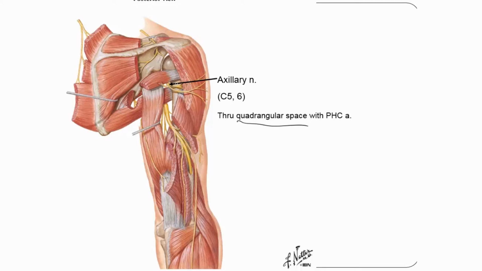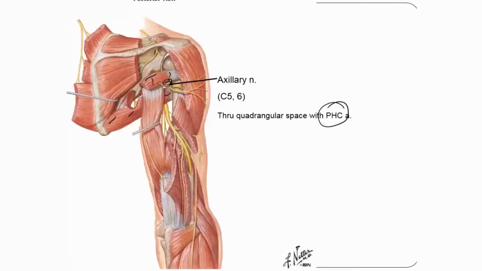It is actually between what is called the teres minor muscle and this one, which is the teres major muscle. So it's in between the two of those, inferior to teres minor, superior to teres major. Then just medial to the surgical neck of the humerus and lateral to the lateral aspect of the long head of the triceps. So those are the boundaries of the quadrangular space that we can see here. It travels with the posterior humeral circumflex artery in that location.